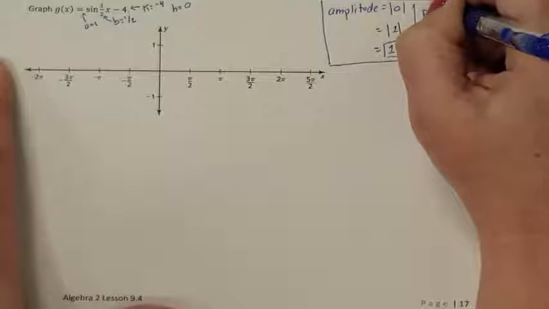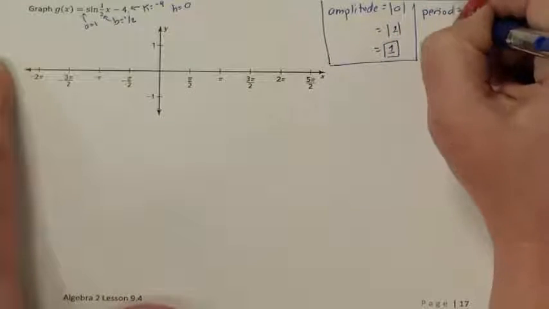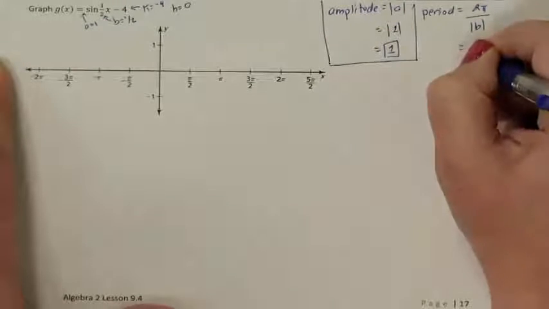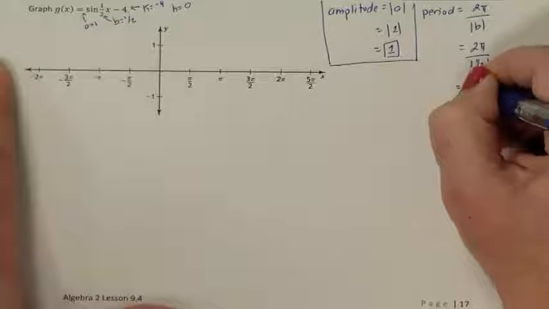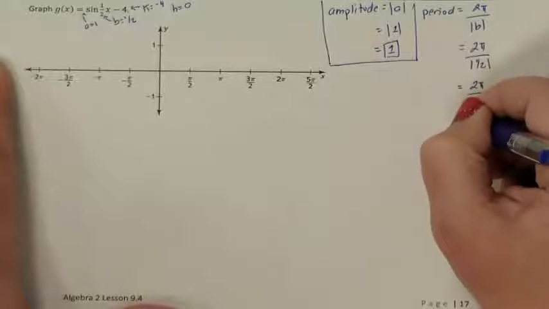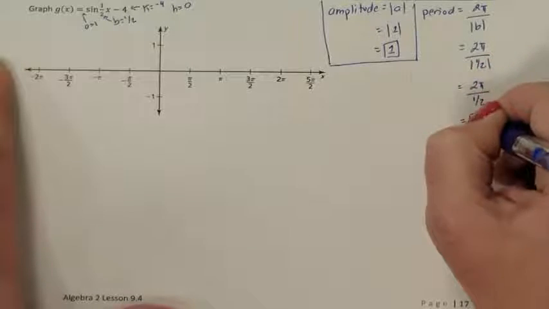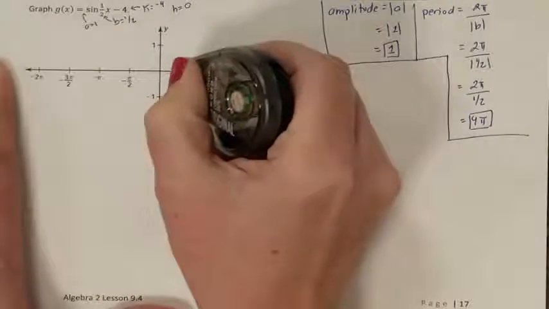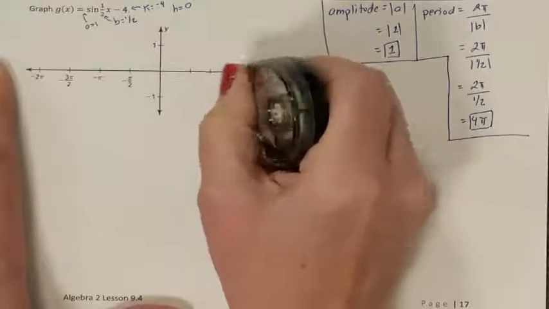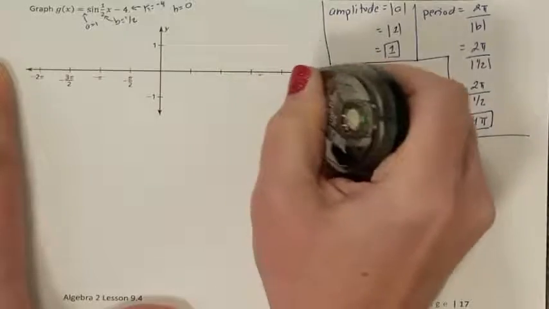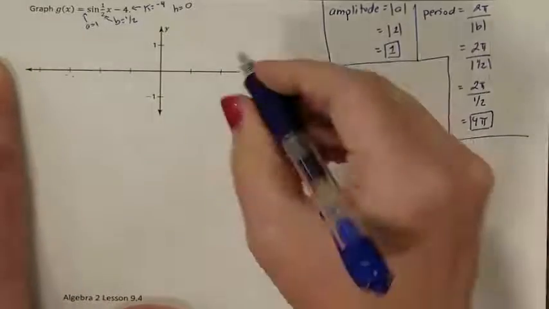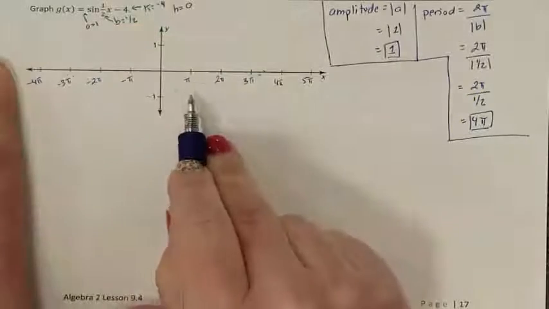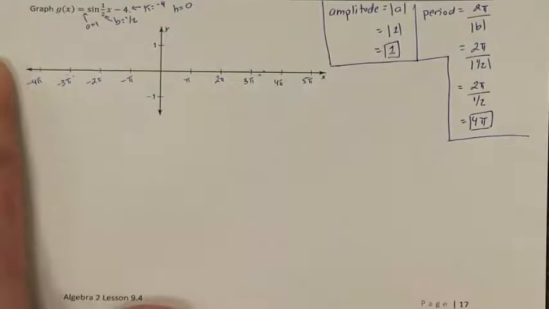Next I need to find my period, which is 2 pi all over the absolute value of b. That's 2 pi all over, b is 1/2. So this is the absolute value of 1/2, which is 2 pi all over 1/2, which tells me that my period is 4 pi. So I know that my x-axis needs to be rescaled because I cannot go a length of 4 pi with my current x-axis. So I need to be able to scale at least to 4 pi. So my x-axis will get me to at least 4 pi, and then I can repeat.